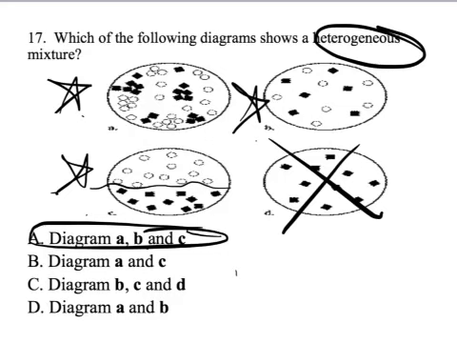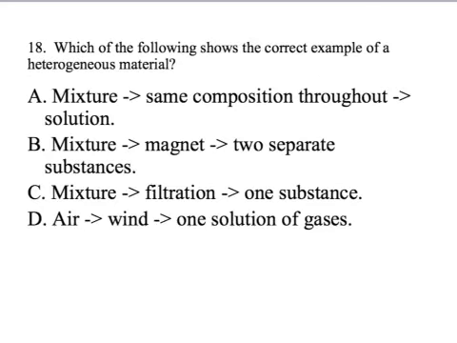Which of the following shows a correct example of a heterogeneous mixture? Well, what do we know about a mixture? It's not going to be the same throughout. Mixture, same composition, so that one's wrong. A mixture, magnet, two separate. That sounds pretty close. Mixture, filtration, one substance. Nope, because we need two.